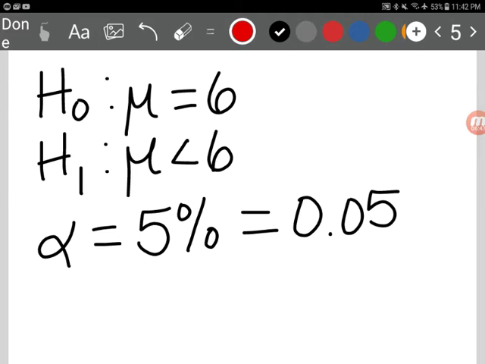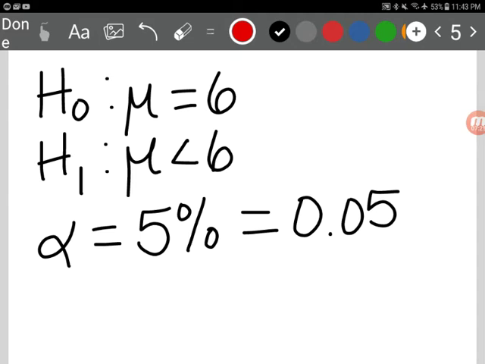Your goal is that you're going to either reject or not reject the null hypothesis. If you are seeking evidence of something, you want to reject something in favor of it rather than not rejecting it. So whatever you are seeking evidence for, it goes in the H1 slot. So we're seeking evidence of the mean value being less than 6 hours. Now, we have completed step 1. Let's go to step 2.